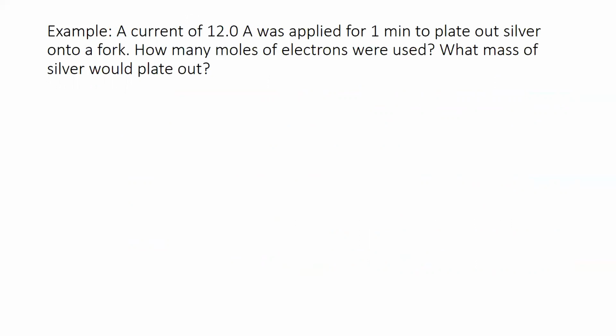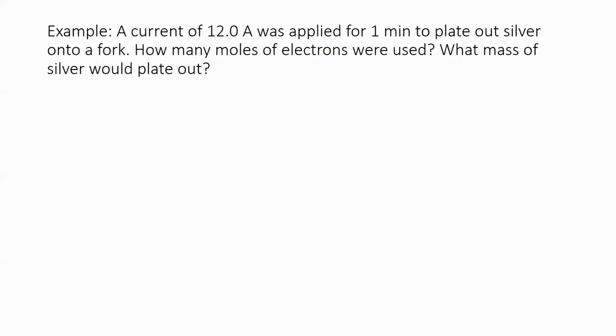And that is just using a power source to do something useful. So in our example, we're going to apply a 12 amp current for 1 minute to plate out silver onto a fork. So basically you're going to coat a fork with silver. And so you do that, you'd hook up a little electrode to the fork, you'd stick the fork into a solution of like silver nitrate or something like that, ionic silver, and you'd force electrons onto the fork to reduce that silver to silver metal.